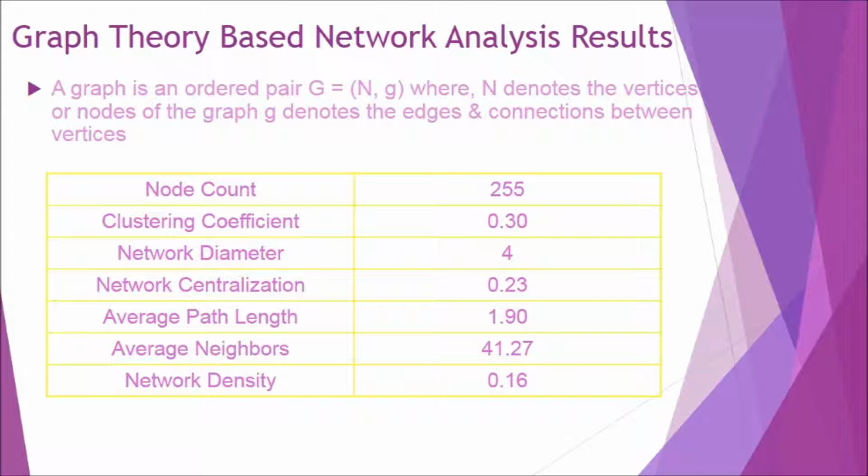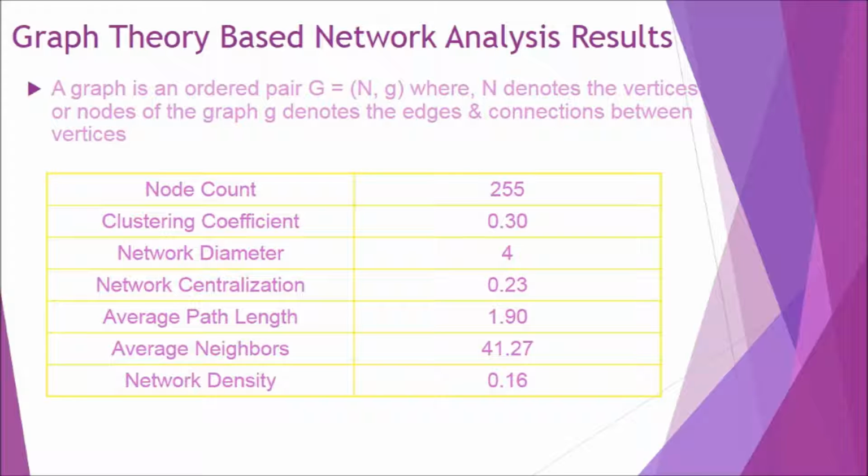So 255 is our nodes, and then we looked at the clustering coefficient, which looks at how much clustering is going on within your data. And so this varies from 0 to 1, and the fact that we have 0.3 tells us that there is clusterization going on among groups of genes.